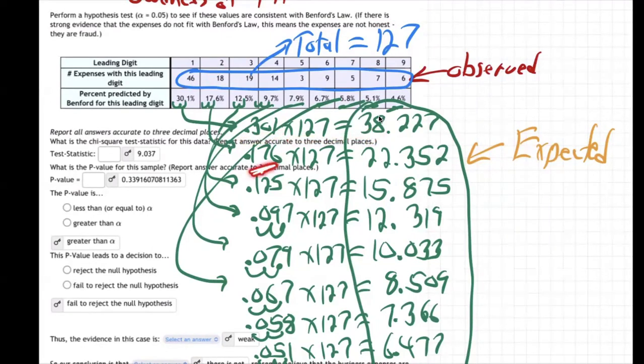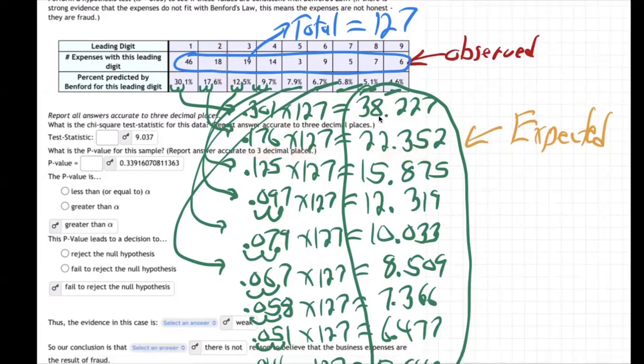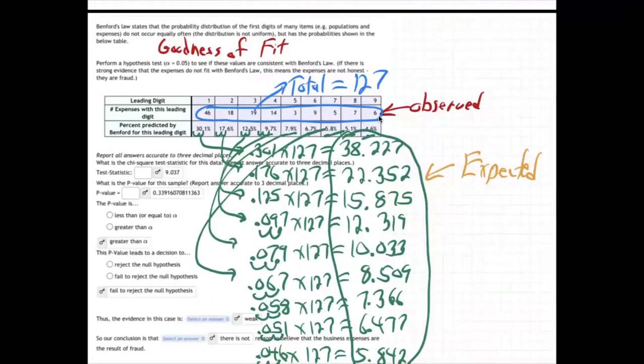And 17.6% of the 127 checks should have had a leading digit of 2. That would be 22.352 of the checks should have had a leading digit of 2 if they're really honestly following Benford's law. I don't mean they're trying to follow Benford's law, but Benford's law says that's what will happen if you're just honest in your interactions. So for the 127 checks they wrote during the year for expenses, 38 of them should have had a leading digit of 1, 22 of them a leading digit of 2, 15 of them a leading digit of 3, et cetera, et cetera. That's following the Benford's law percentages of the 127 checks each time.